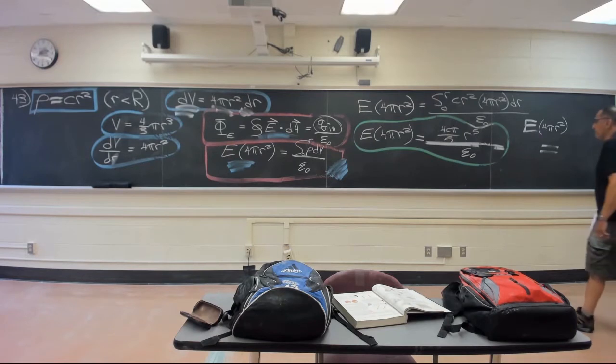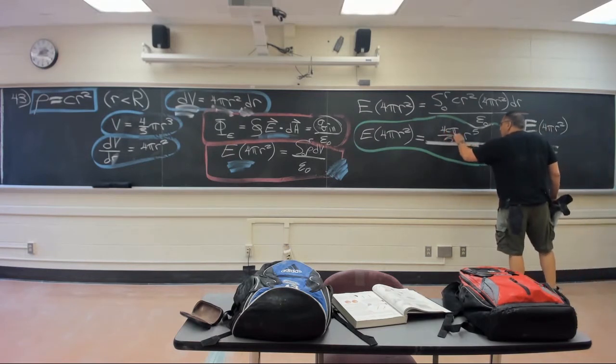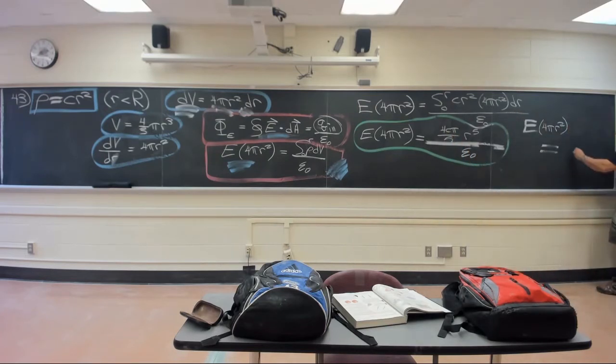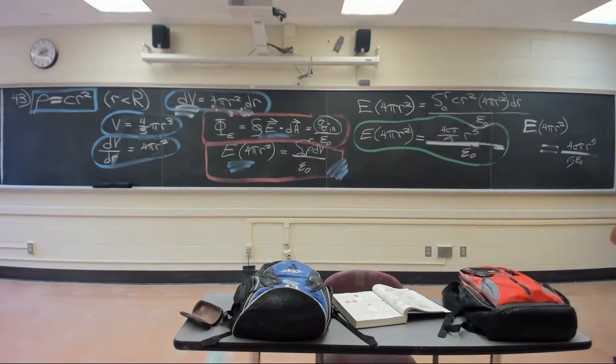What do you got? Well, we got 4c pi over 5 times r to the 5th over epsilon naught, so 4c pi r to the 5th over 5 epsilon naught.